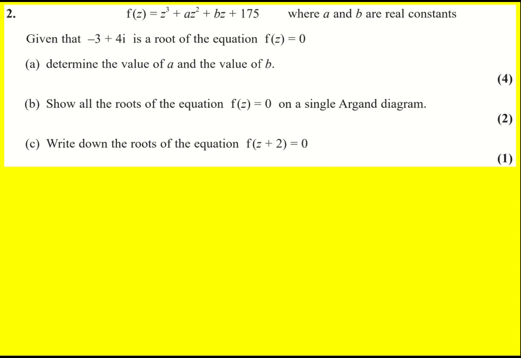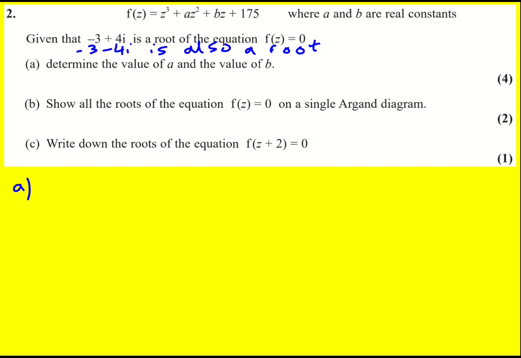f of z is given by this cubic, and we also know that minus 3 plus 4i is a root of f of z equals 0. Well, that means that minus 3 minus 4i is also a root, because it's the complex conjugate. And that is going to help us work out the full equation and hence find a and b.